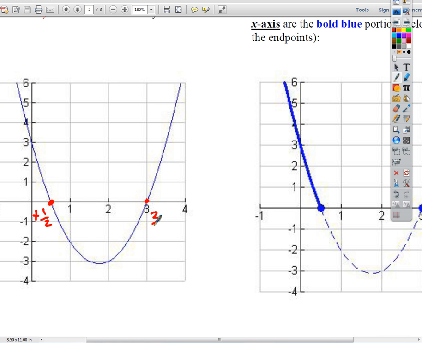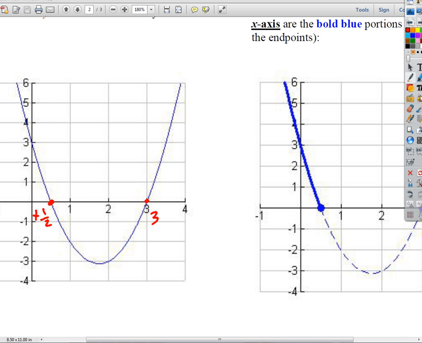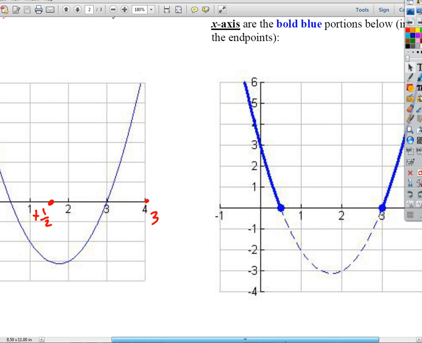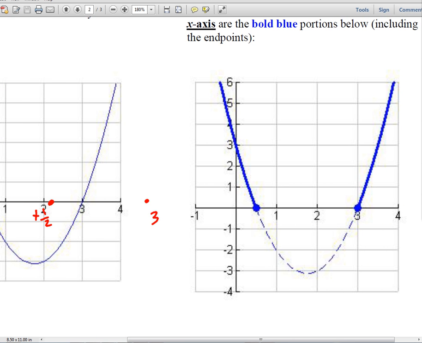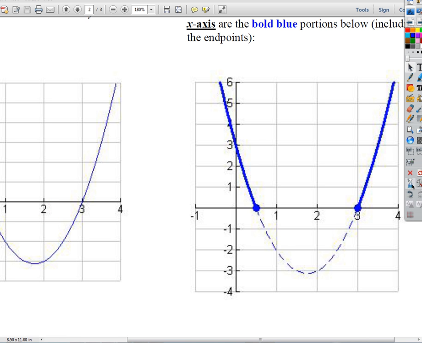And it opens up. So if I want to shade the parts of that parabola, my sketch, that are on or above the x-axis, where would those be? I mean, wouldn't those be right here? I've got to scoot this thing over a little bit, maybe. Wouldn't those things be right there? Does that make sense?